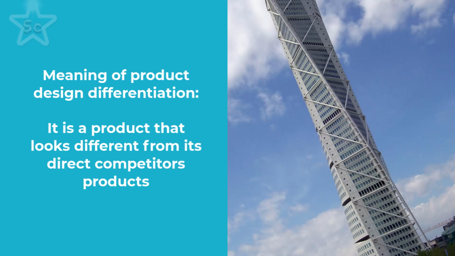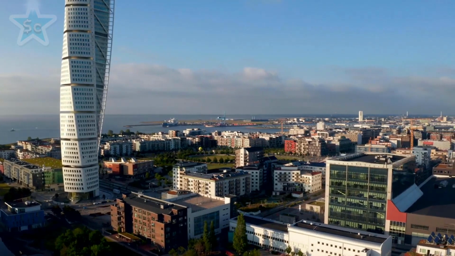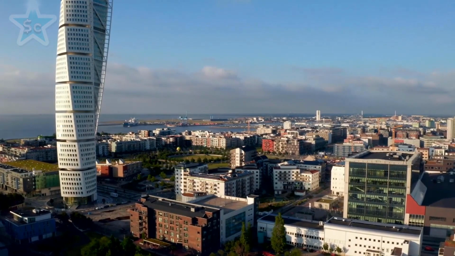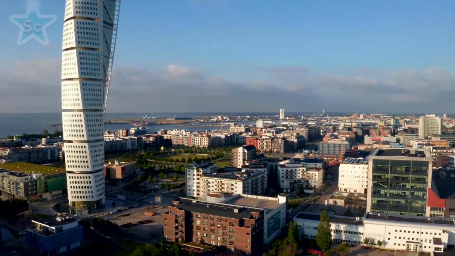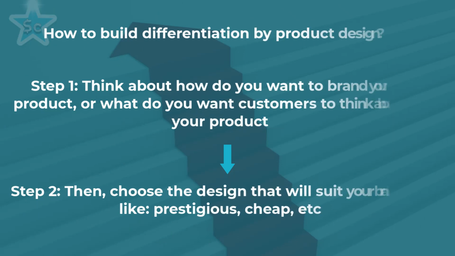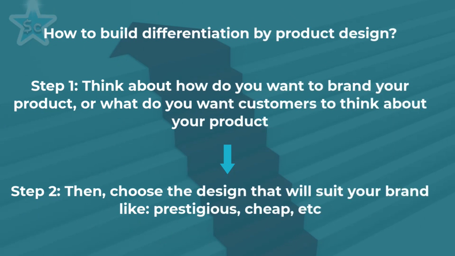It is a differentiation in which you develop a product that looks different from its direct competitors. This is like the Torso building, which has a spinning shape. It is much more distinguished than other tall buildings. So, to use design differentiation, you need to know what you want customers to think of your product. Then, design the product so that it would fit your brand. Let's show you how you can use design differentiation.